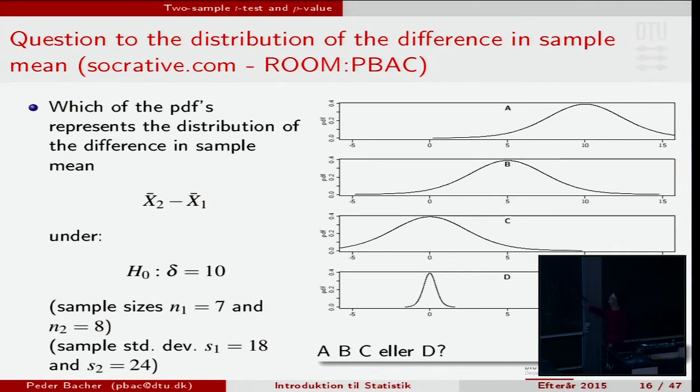And the point is that, let's say that we have two samples, and we have the sample mean of these two. The difference of these two sample means, I can say, follows a distribution. And I say under the null hypothesis, where I state that this difference is equal to 10. So now I say the world is such that the difference in mean is 10. And then I set some sample size of these two samples and some sample standard deviations. And then I ask you, in this case, when the null hypothesis is true, which one of these probability density functions can it only be that this difference, these two sample differences, follows?